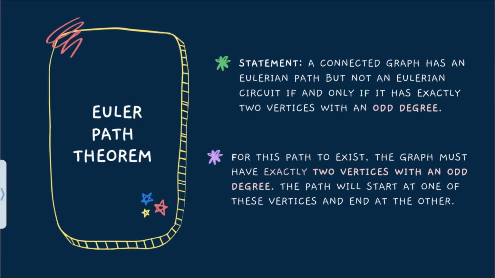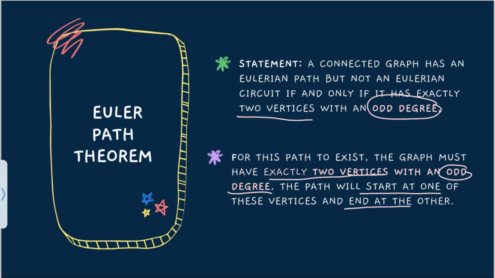The next one is Euler path theorem. The statement is a connected graph has an Euler path but not an Eulerian circuit if and only if it has exactly two vertices with an odd degree. So for the example, 4 vertices and the path looks like this. It has a 3 degree, this has 2 degree, this is 3 degree, and this is 2 degree. So there are 2 vertices that have the odd degree. This is the Euler path.